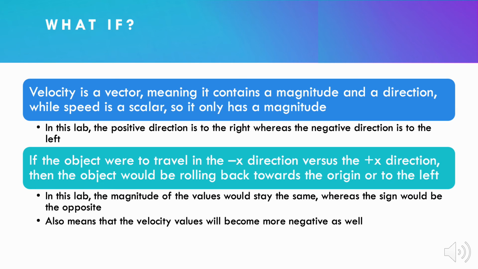What if we observed our data in the negative x direction instead of the positive x direction? Well, since velocity is a vector, meaning it contains a magnitude and a direction, this means that position is also a vector. In the positive direction, an object is moving to the right or away from the origin, and in the negative direction, the object is moving towards the left or back towards the origin. So in this lab, the magnitudes of the values would stay the same, whereas the sign would be the opposite. This also means that velocity values become negative as well if position values become negative.